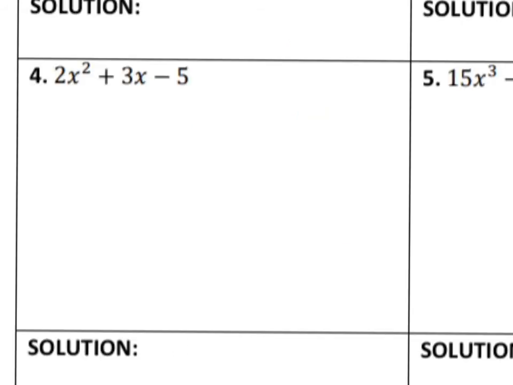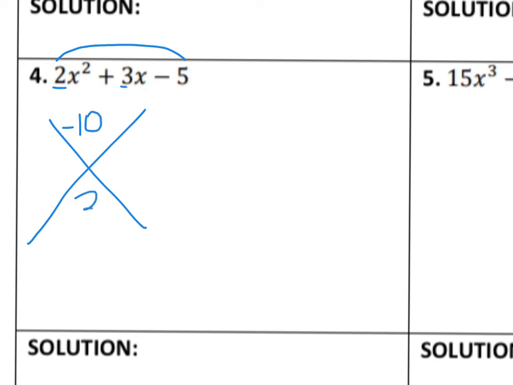All right, number 4. If we're asked to factor, first we're going to look for a GCF, and this one does not have one. I notice that it has 3 terms, and I will be using my X. This one does have a leading coefficient, so I need to make sure to multiply that by the last term. So 2 times negative 5 is going to give me negative 10, and the middle term always goes in the bottom part of my X.